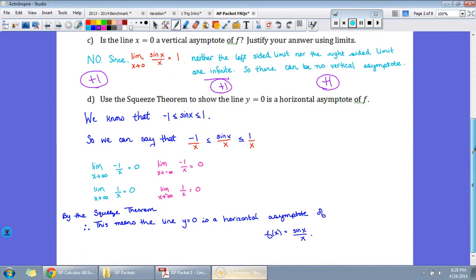Finally, for part D, we get 1 point for figuring out that sine x over x is in between two other functions, one smaller and one greater. 1 point for doing infinite limits, proving that the horizontal asymptote of your bigger and smaller functions are going to be 0. And 1 point for your correct conclusion that says that you have a horizontal asymptote at y equals 0 by the squeeze theorem. And that's all 9 points.